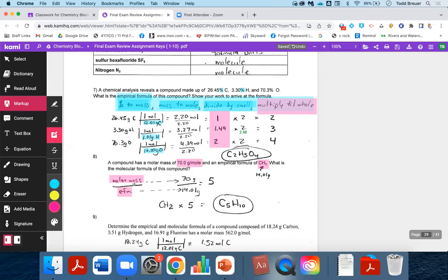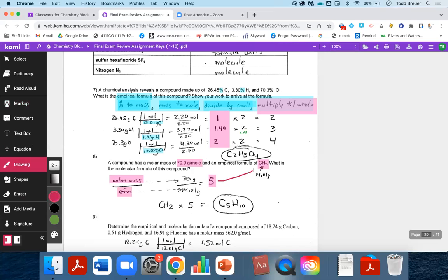So we make a ratio: the mass of the actual chemical formula, called the molar mass, and the mass of the empirical formula. We do that by division. 70 divided by 14, we essentially get a whole number. That whole number is the multiplier that we apply to the empirical formula. The empirical formula is CH2. So the empirical and the molecular formula are related by the number 5.